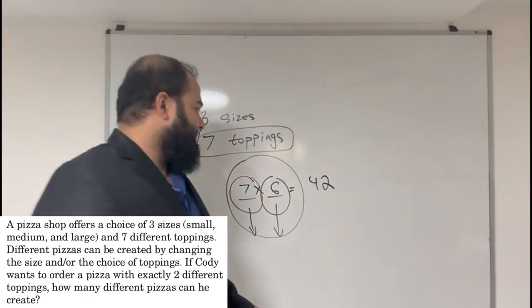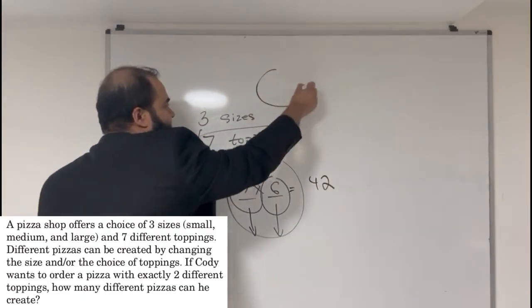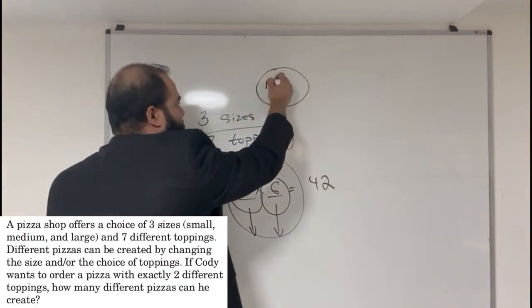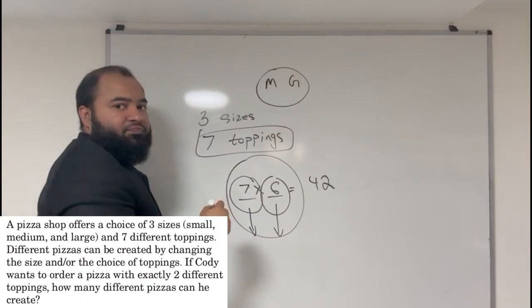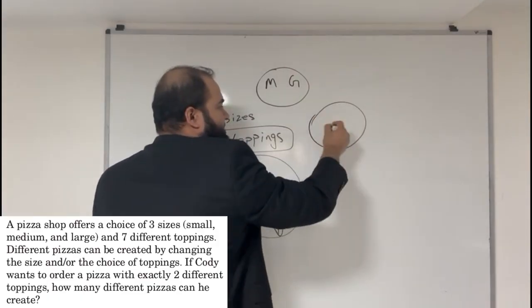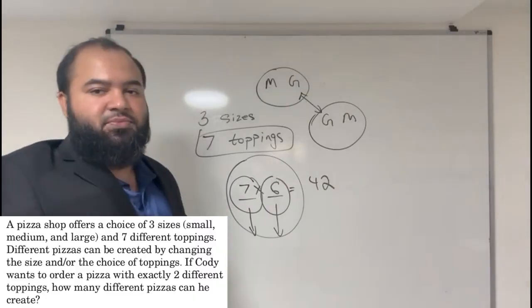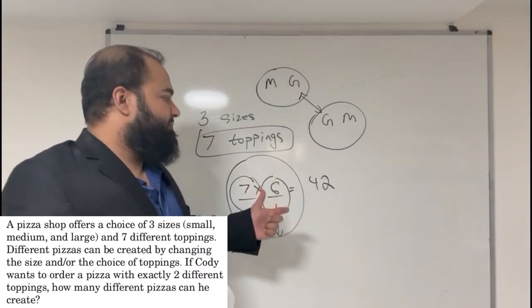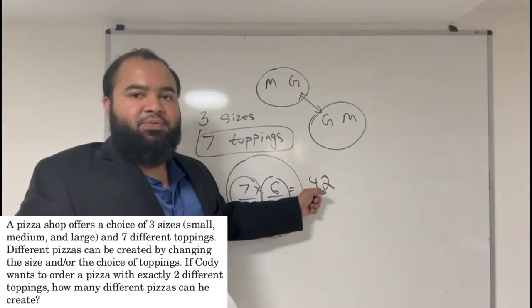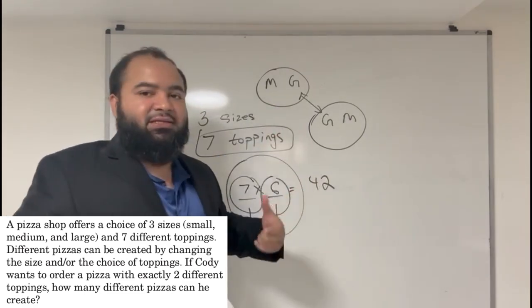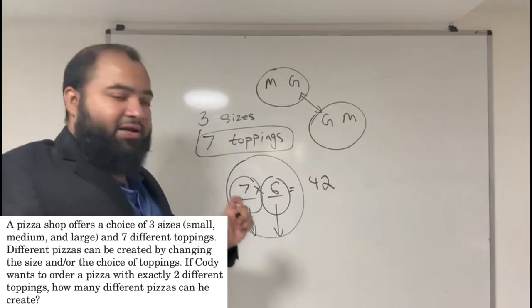But the question is, let's say you have a pizza with mushroom and green pepper. And then you have another pizza with green pepper and mushroom. Are these two different pizzas? No, they are considered the same pizza. So this 42 is repeating. It's actually counting as a different pizza if you change the order. So we have to get rid of that.